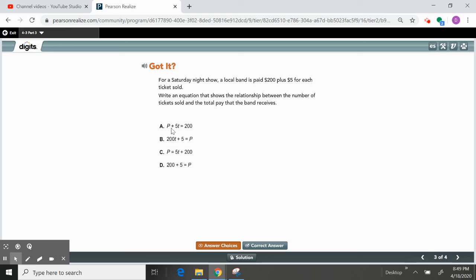So would the pay plus $5 per ticket equal $200? Or would the pay equal $5 per ticket plus the $200 they were paid? So when you go on today, just know that it either is A or C, but work those ideas out. If you're not sure, click Solution or Correct Answer, and it'll help you. Or you can always ask me.